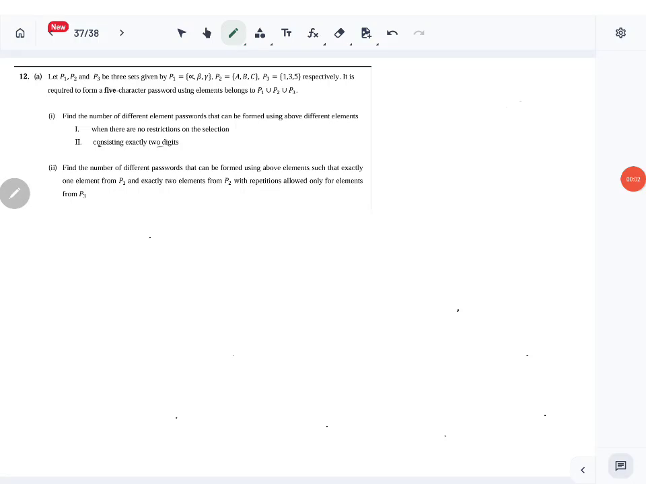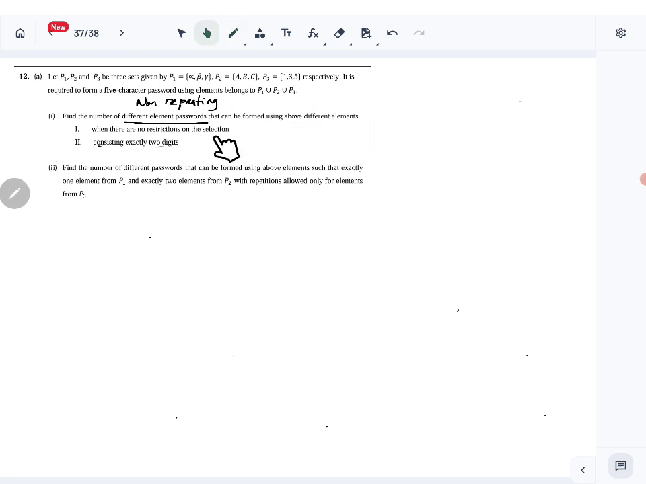Okay, now let's look at question number 12, part A, a combinations and permutations question. You have three sets given, and we are required to form a 5-character password using the elements in these three sets. So the first one: find the number of different passwords that can be formed using the above different elements. No repetitions, okay? No repeating elements.